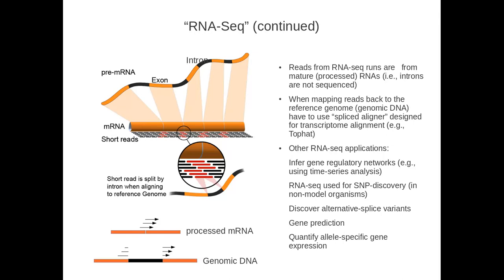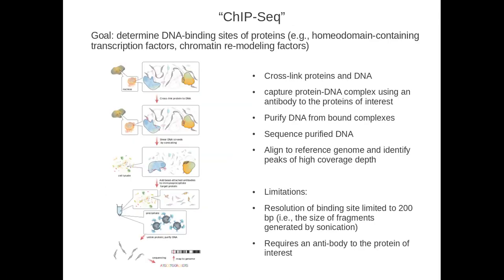Discover alternate splice variants, I've told you about that. Gene prediction, so in a project that we're working on, we're using RNA-seq data to tell us where the expressed parts of the genome are. We can then pipe those RNA-seq data into our SNP calling algorithm, or our gene prediction algorithms, and improve our predictions of where the genes in the genome are. There's lots of applications here. Quantify allele-specific gene expression. Yes, we can do that as well.